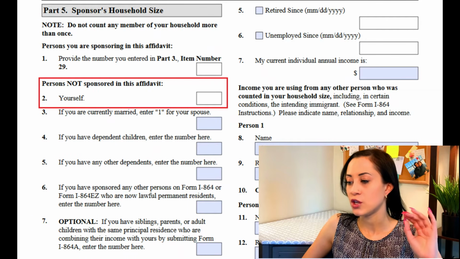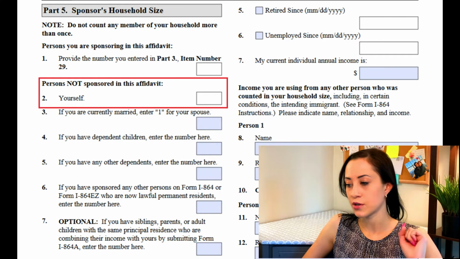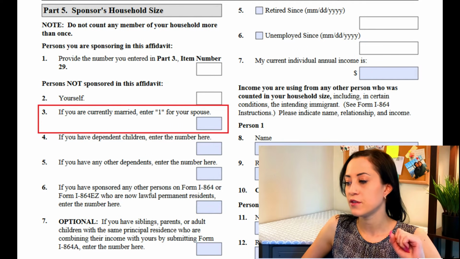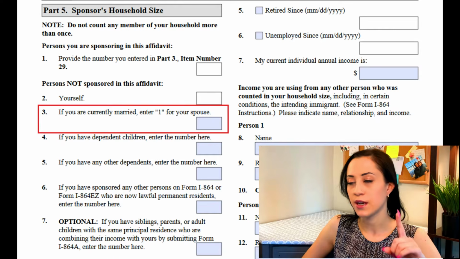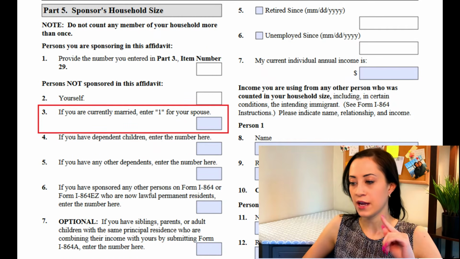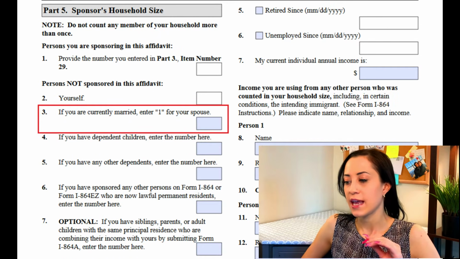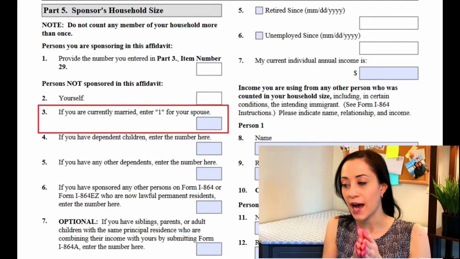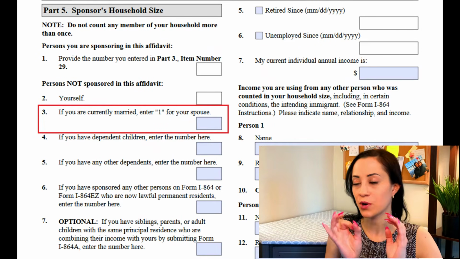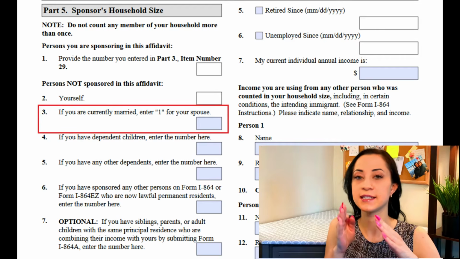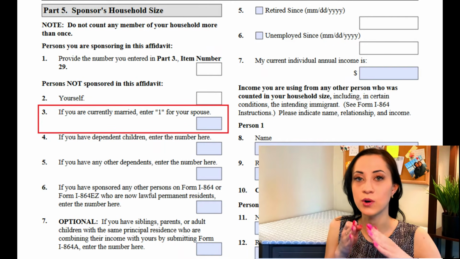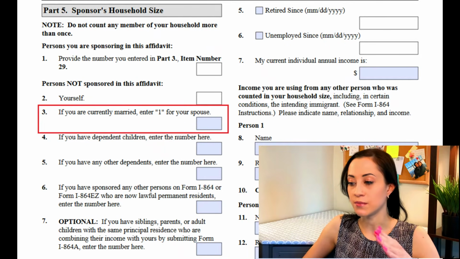Next, you obviously put in number 1 for yourself. Next, if you're married, it tells you to put number 1. However, this is very important. If you are sponsoring your spouse, then you will put 0 here because your spouse is the principal immigrant and you have already included them under number 1.